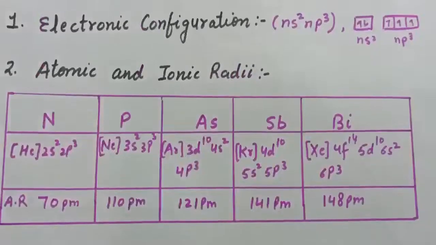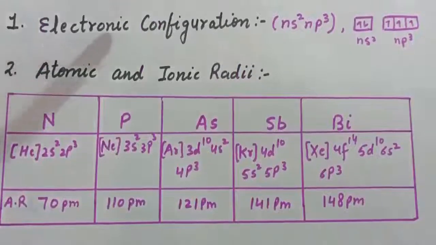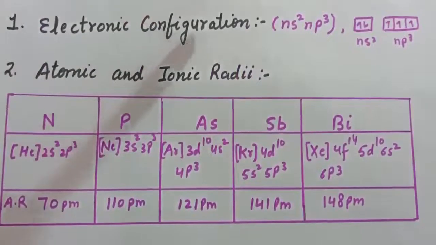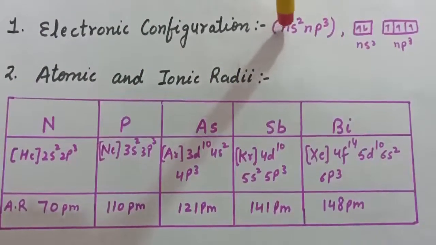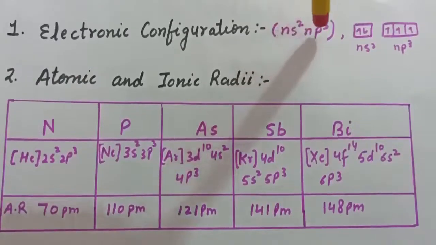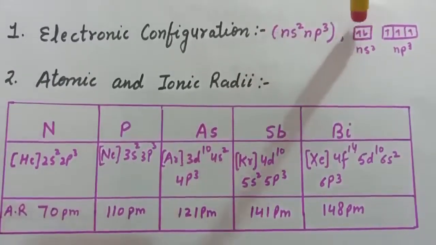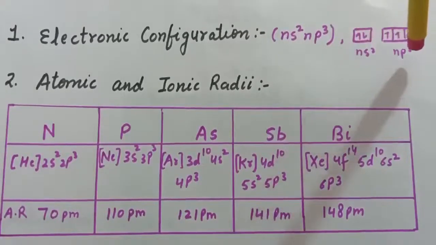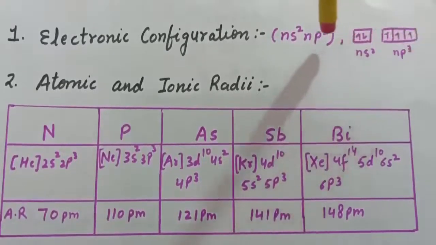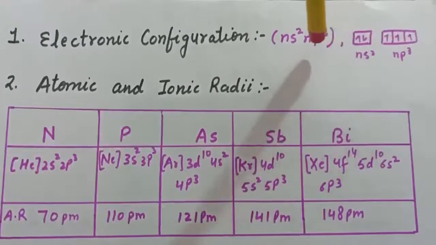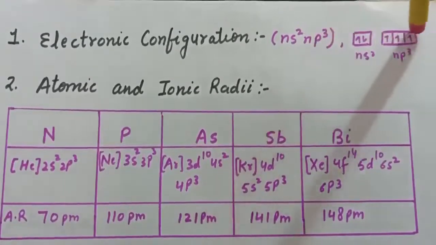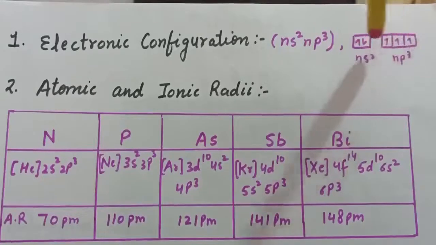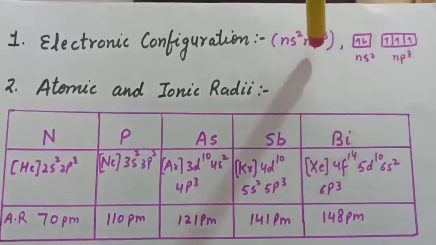Now the first property of group 15 elements is electronic configuration. The valence shell electronic configuration of these elements is ns2 np3. The s orbital in these elements is completely filled and the p orbitals are half-filled, therefore making their electronic configuration extra stable. Because of the presence of half-filled orbitals, the electronic configuration is stable.